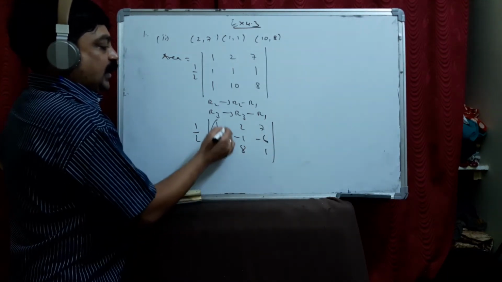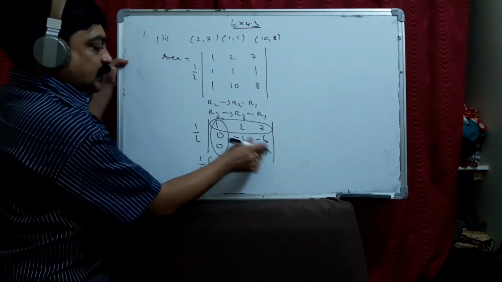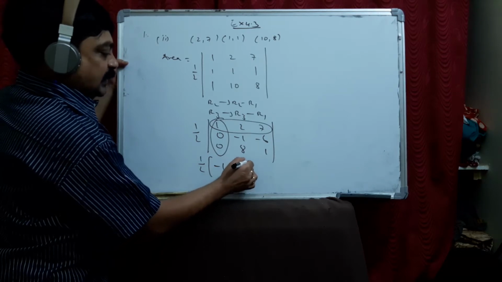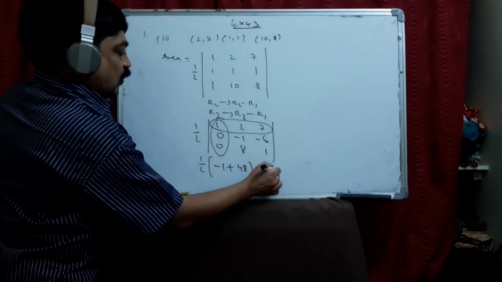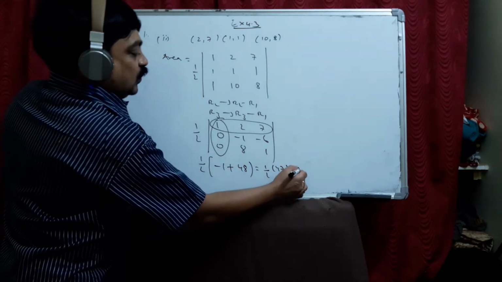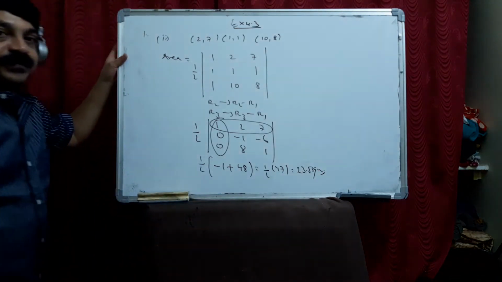Why did we do it like this? So that you can eliminate this and expand the leftover matrix. Minus 1 plus 48. It becomes 1 by 2 of 47, that is 47 by 2 square units, or 23.5 square units. Okay.